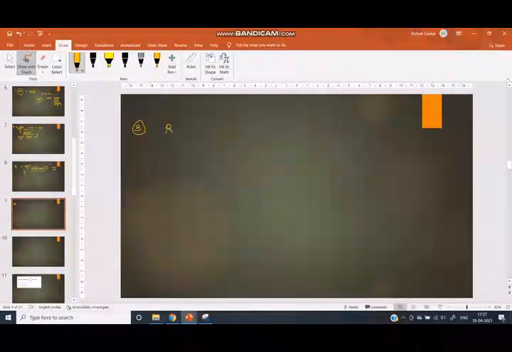Next is nitriles. If you reduce nitrile with the help of lithium aluminum hydride, here 2 hydrogen is added from the lithium aluminum hydride. Here 2 hydrogen is added from lithium aluminum hydride, and this triple bond is reduced and we get RCH2NH2.